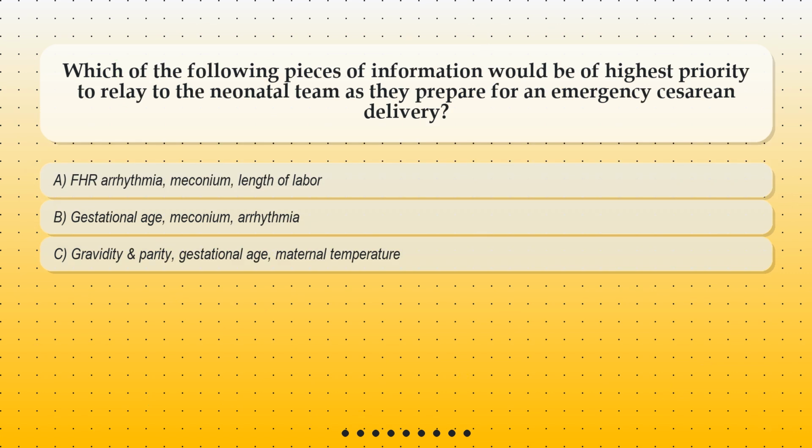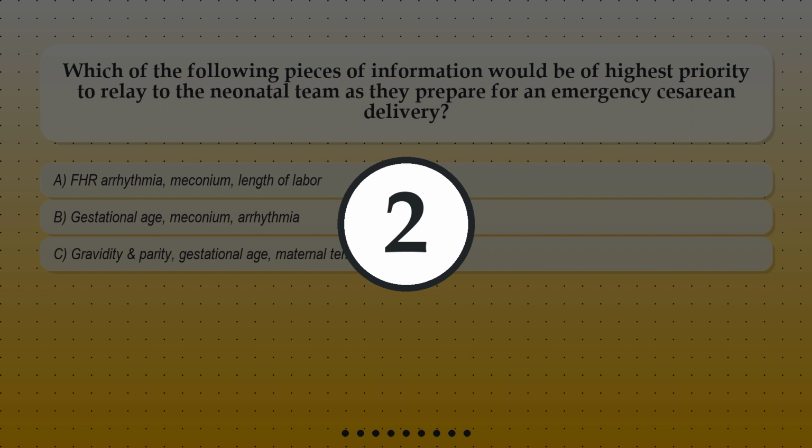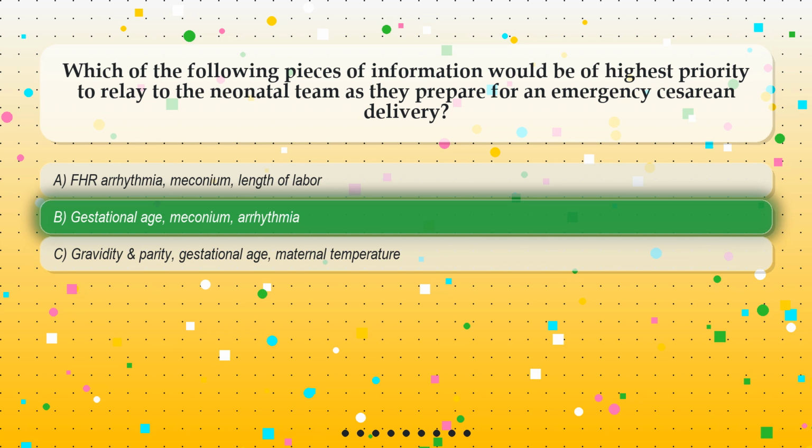Question 3. Which of the following pieces of information would be of highest priority to relay to the neonatal team as they prepare for an emergency cesarean delivery? Option A, FHR arrhythmia, meconium, length of labor. Option B, gestational age, meconium, arrhythmia. Option C, gravidity and parity, gestational age, maternal temperature. The correct answer is option B, gestational age, meconium, arrhythmia.